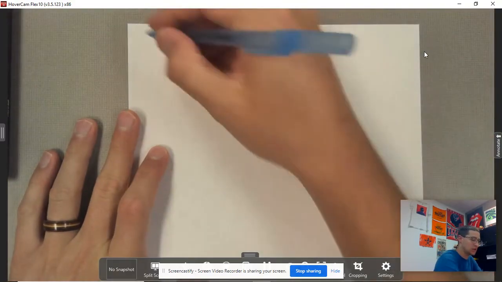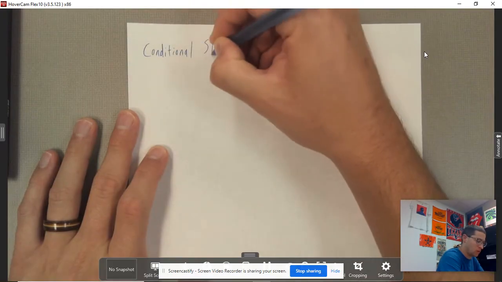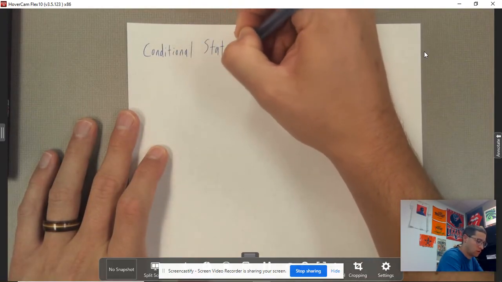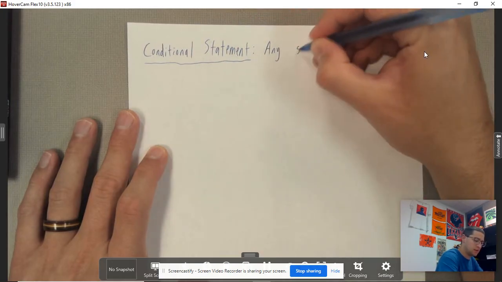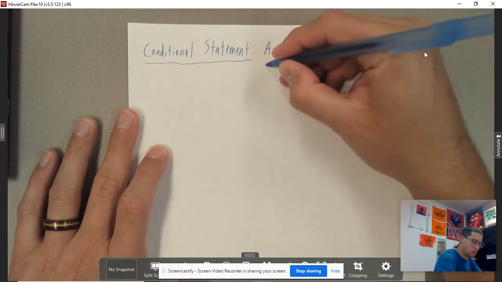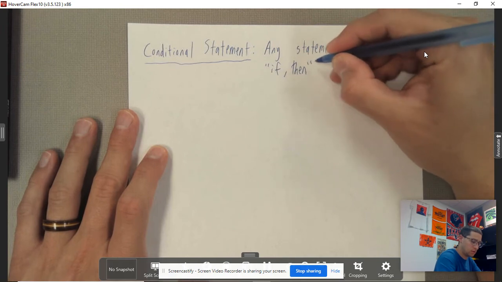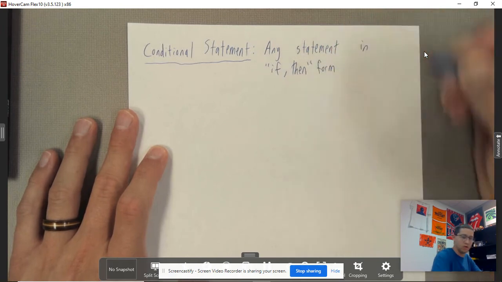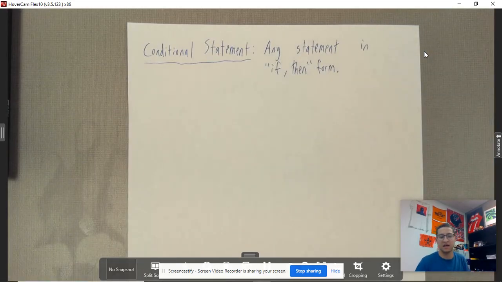So a conditional statement is essentially any statement in if-then form. Okay, so any statement really that has those two words, if and then, is a conditional statement. All right. So any statement in if-then form.